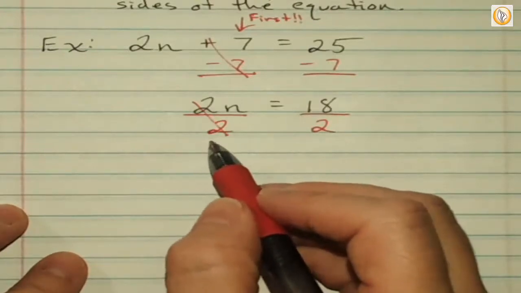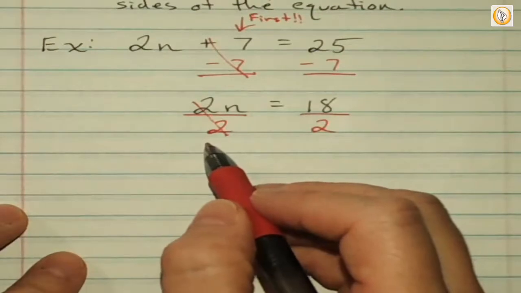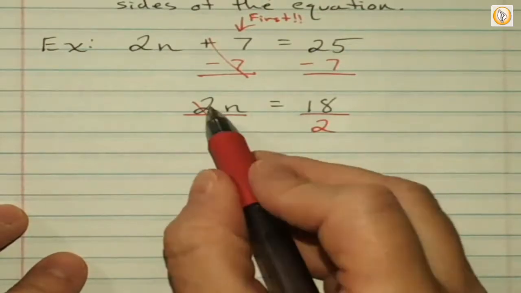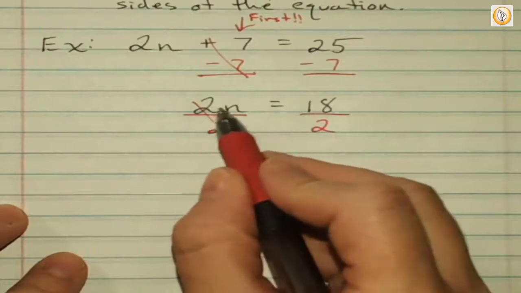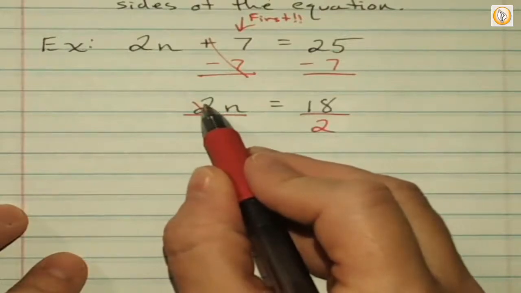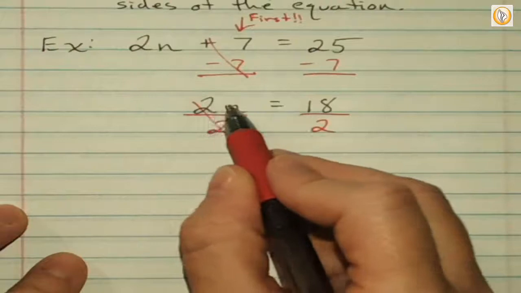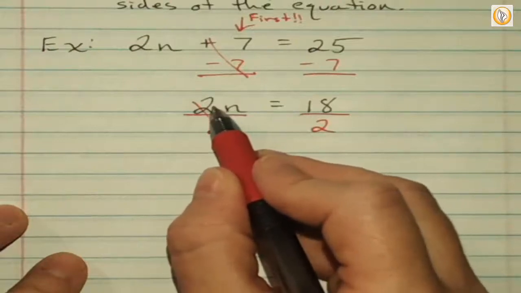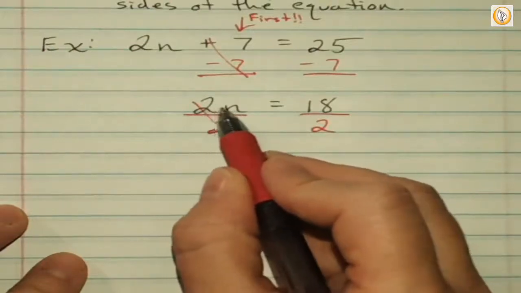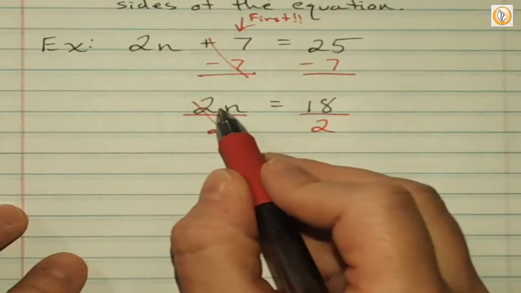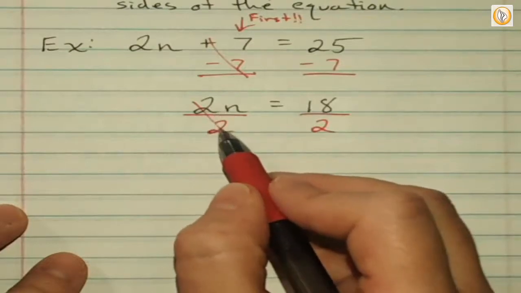Well, but why do we divide? Because that's the opposite. What operation is taking place here? Division. What is 2 and n? What operation is that? Multiplication. That's right. When you have a number and a letter next to each other, that's multiplication. So the opposite is division.